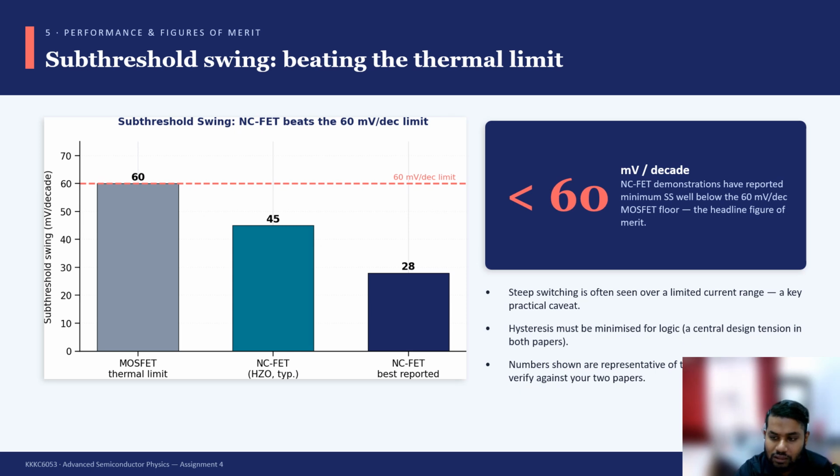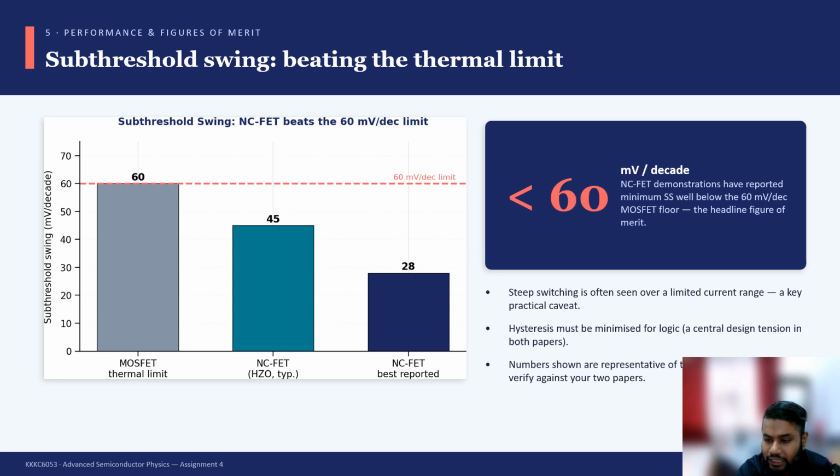So let's turn to the numbers, starting with the headline figure of merit, sub-threshold swing. The chart benchmarks the 60 millivolt per decade thermal limit against typical and best reported NCFET values. The key result, and the whole reason this device exists, is that experimental NCFETs have demonstrated a minimum swing below 60 millivolts per decade, which is simply impossible for any conventional MOSFET. That's the big callout on the right.